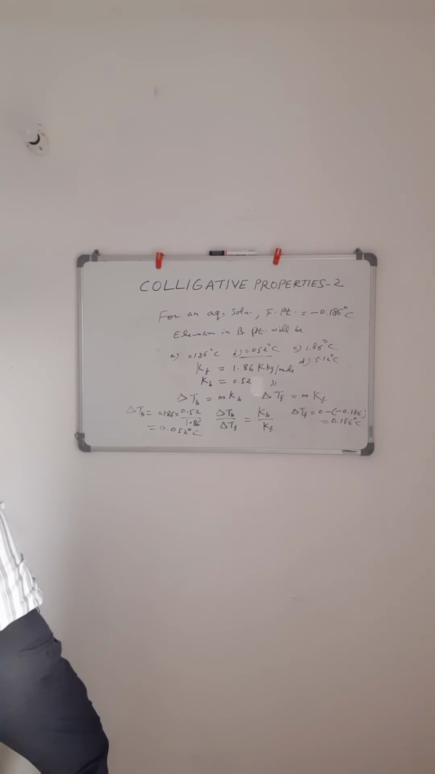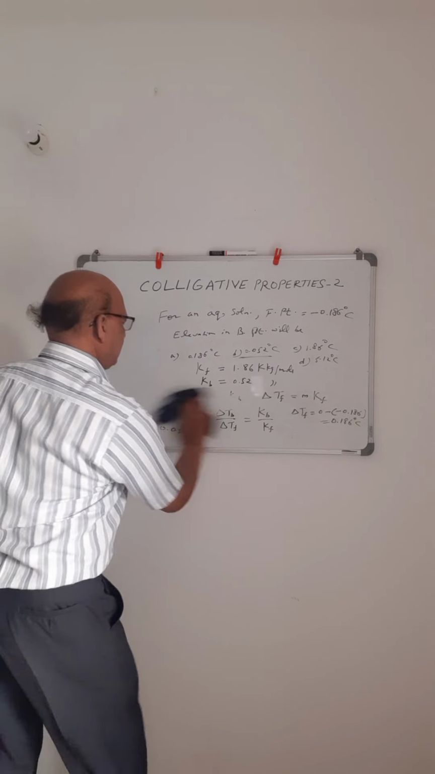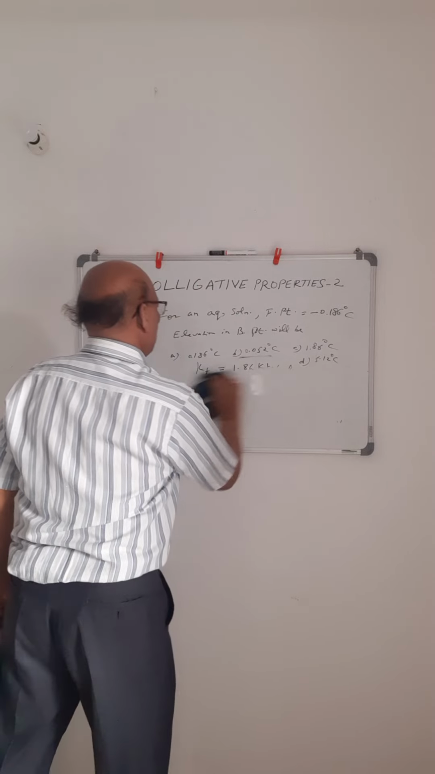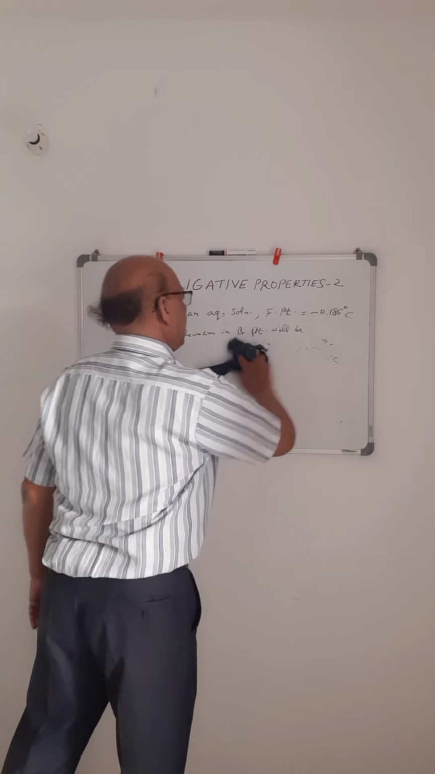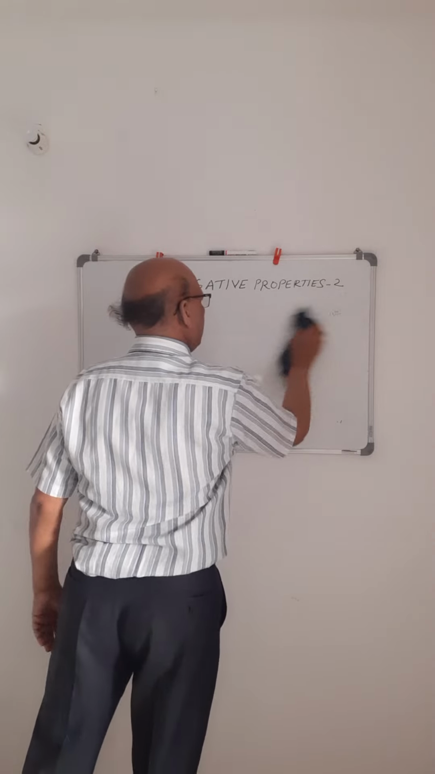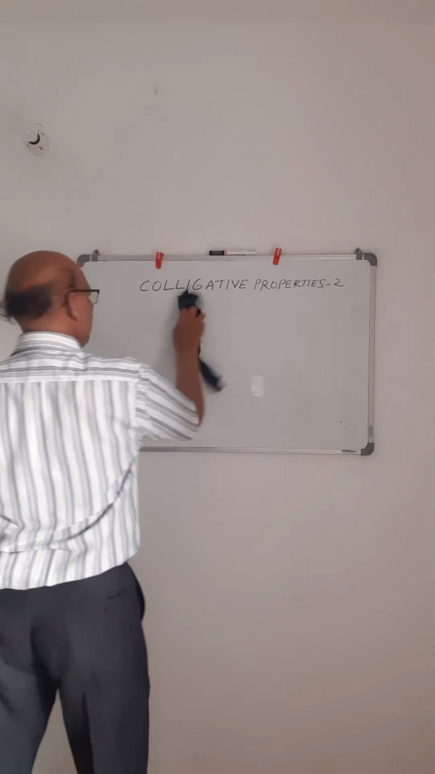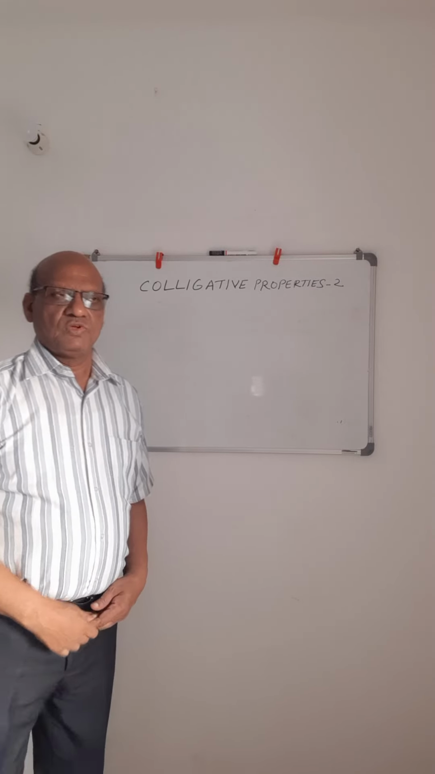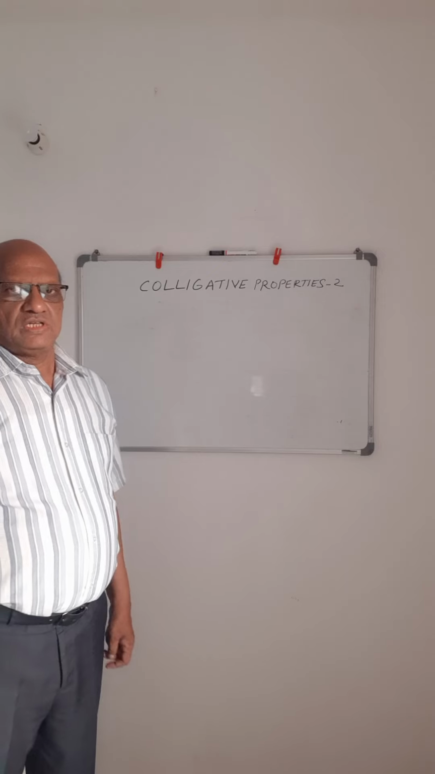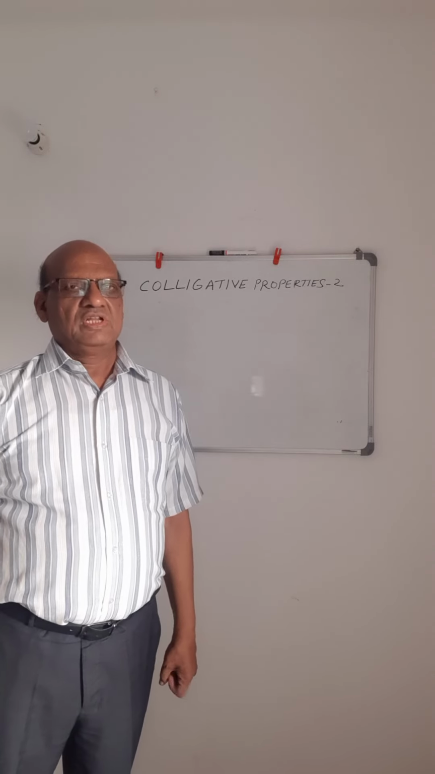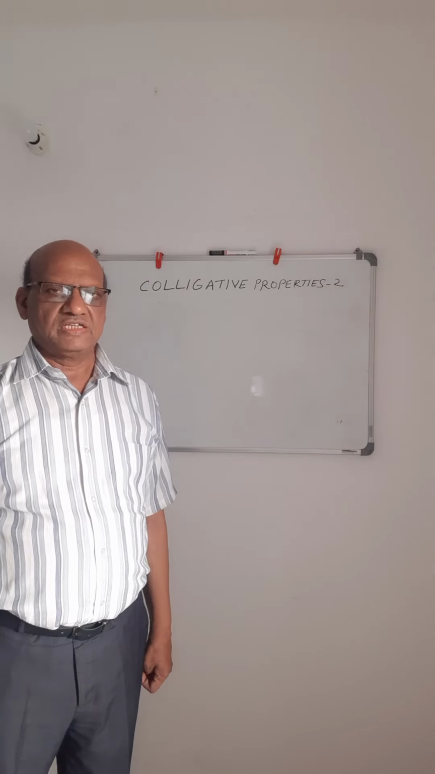So with this we conclude our session. I hope this concept of colligative properties like elevation in boiling point, depression in freezing point, and relative lowering of vapor pressure is clear to you. In the next section we will take osmosis and osmotic pressure, that is the fourth colligative property, that we will discuss in the next section.